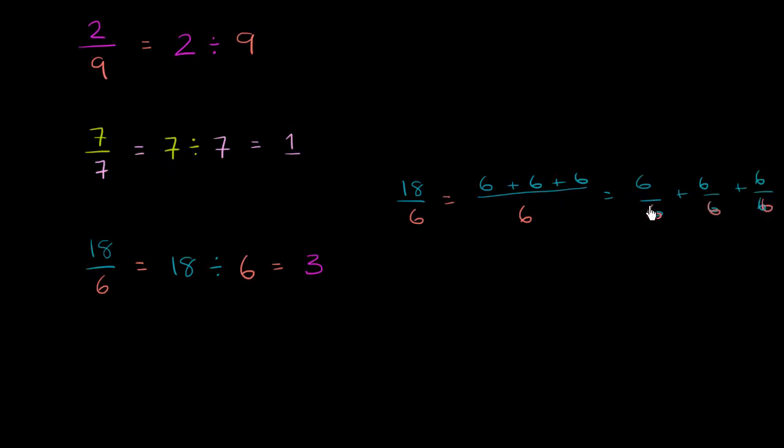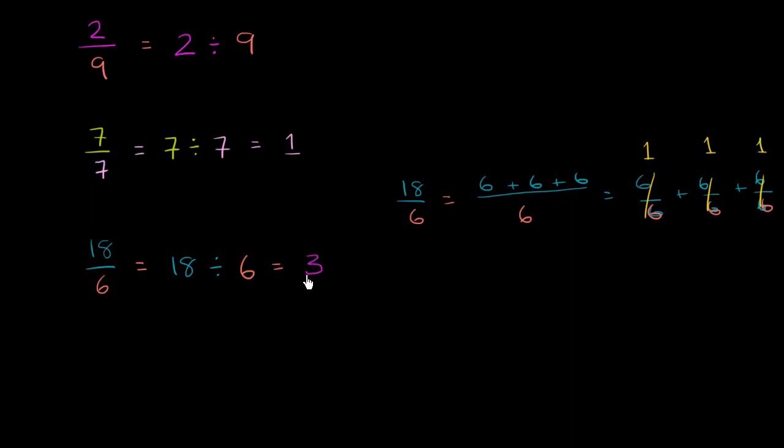And we've seen many videos ago that 6/6, just like 7/7, are each equal to a whole. These are each equal to 1, and we can now view this as 6 divided by 6, which is the same thing as 1. So this is 1 plus 1 plus 1, which is, of course, equal to 3.